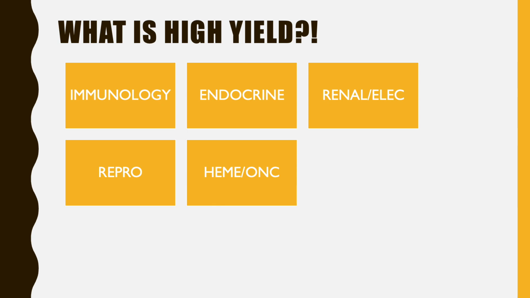Hemonc, like I told you, review chapter 4 of PATHOMA. Everything hemonc is high yield. Red blood cells, white blood cells, and platelets. I can't stress that enough.